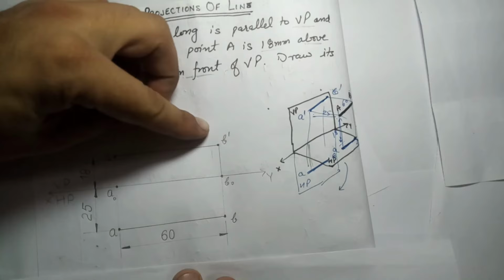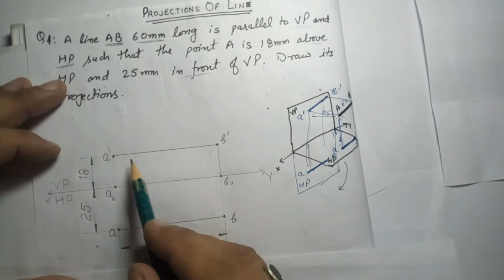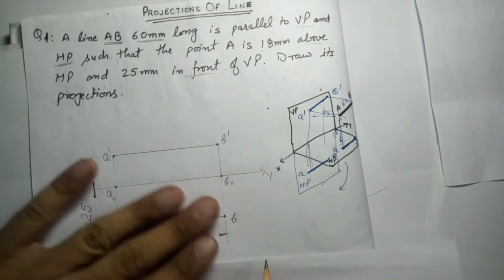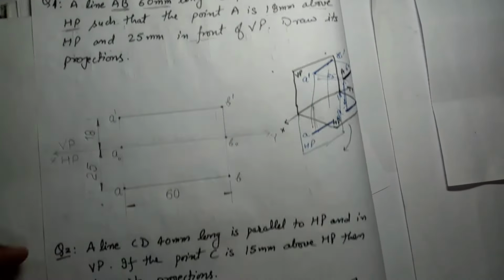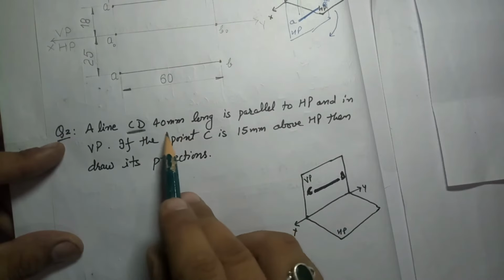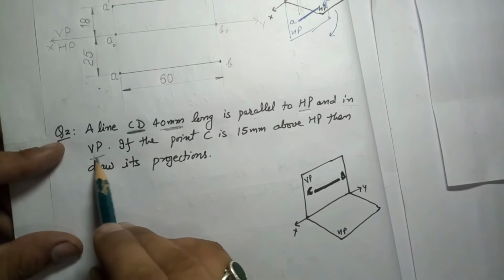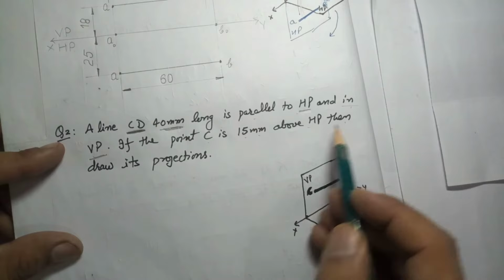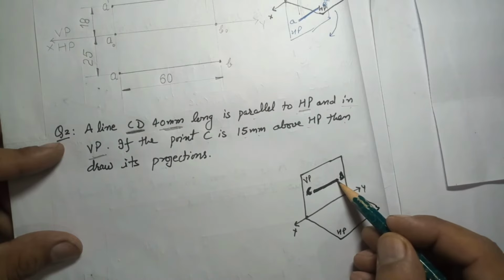In the solution, only front view a dash b dash, AB line is there, so the AB line should be dark. Top view AB line, AB is dark, nothing else, all others are construction lines, only this should be dark. Now the question says that a line CD, now the name of the line is CD, 40 mm long, this is the true length of the line, is parallel to HP and in VP, means no gap from VP. The point C is 15 mm above HP, then draw its projection. I have drawn the quadrant, so this CD line is in VP.